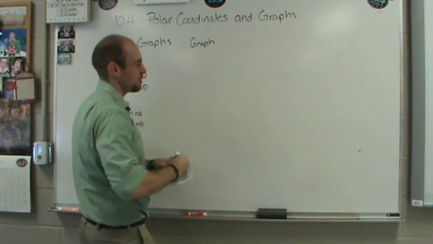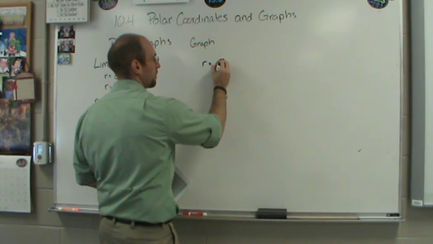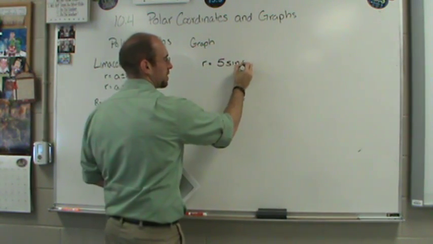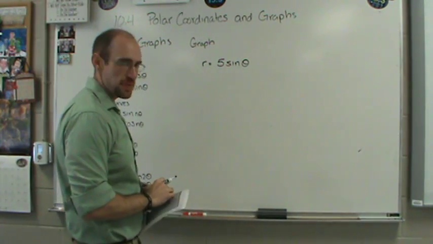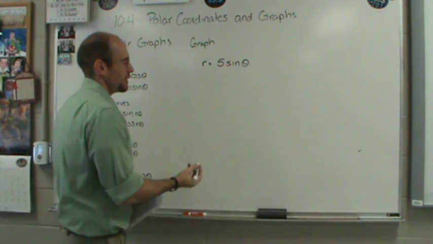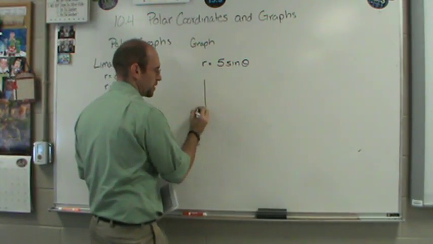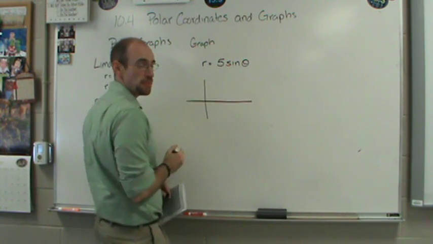Let's do r equals 5 sine of theta. Okay? So 5 sine of theta, we can see is going to be one of our circles. Well, let's graph that and see what it looks like regularly. We know that that's going to have an amplitude of 5.